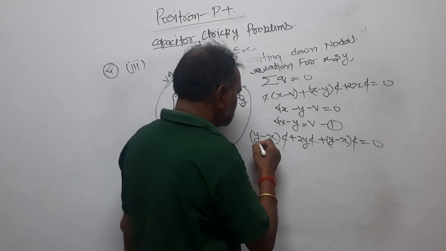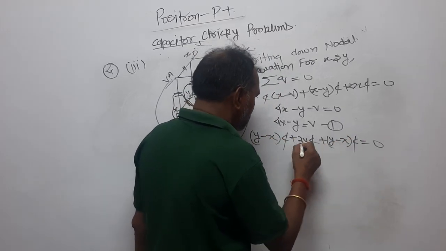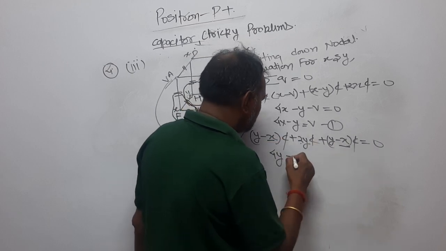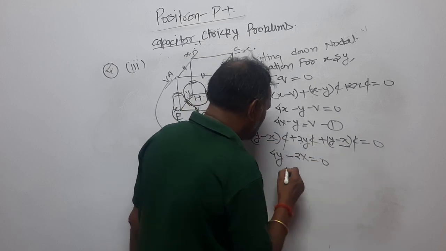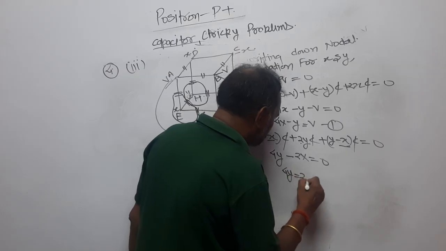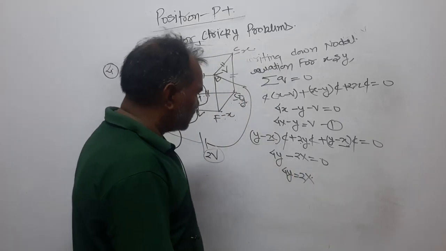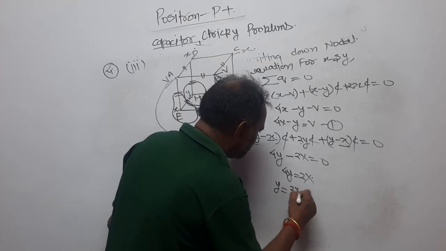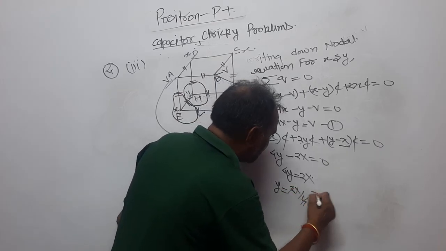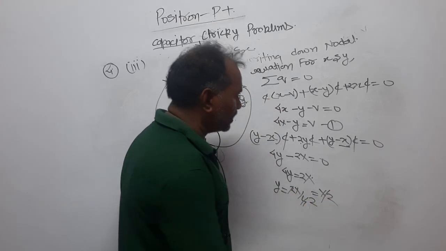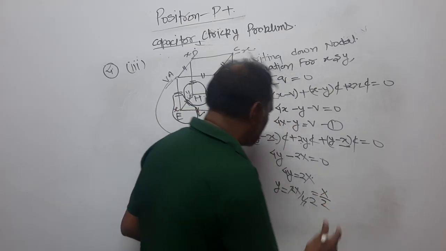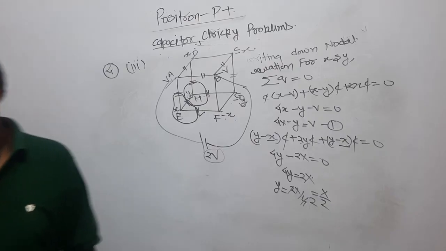Dear student, this is 4Y minus X, that is minus 2X, equals 0, or 4Y is equal to 2X. Now, Y is equal to 2X by 4, that is X by 2. The value of Y is X by 2. You have got the value of Y, that is X by 2.